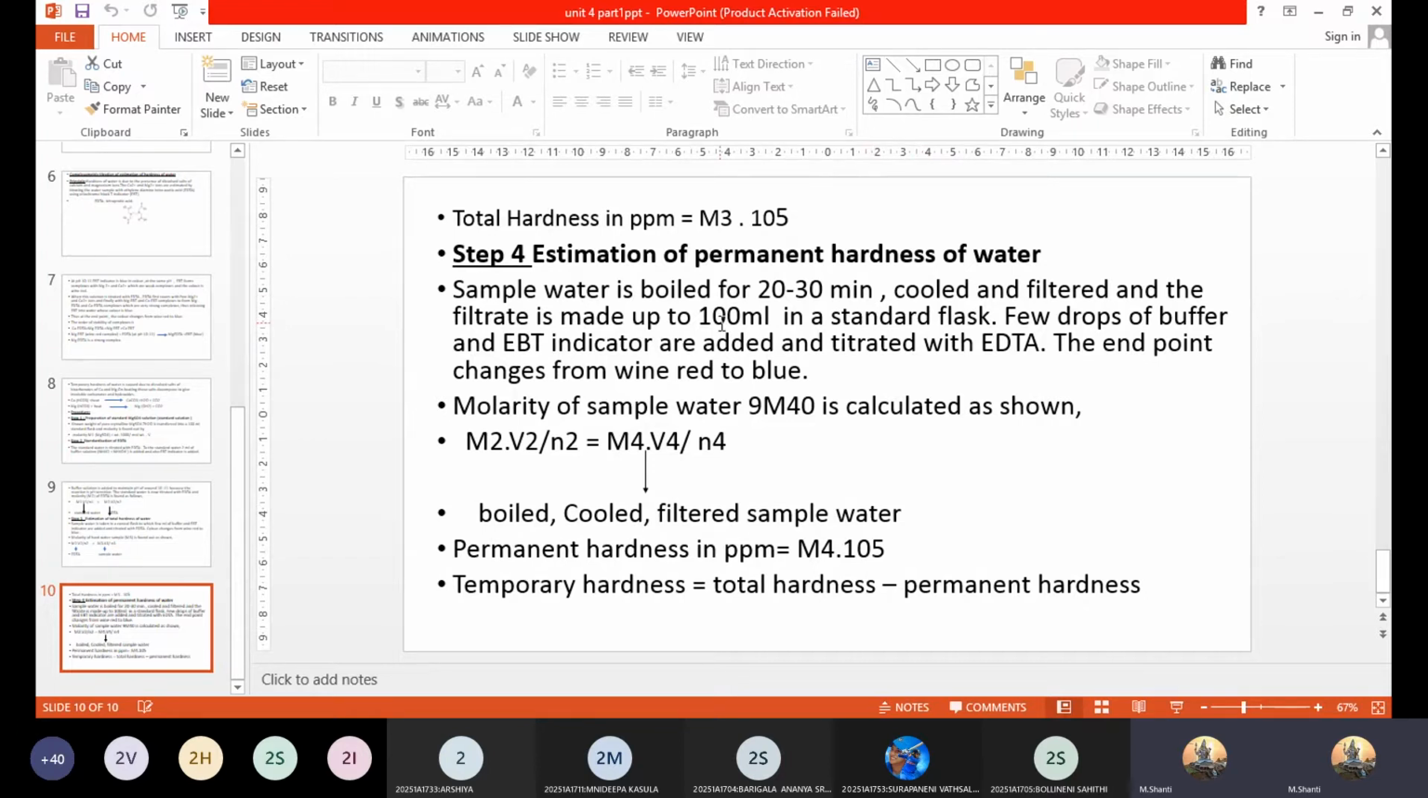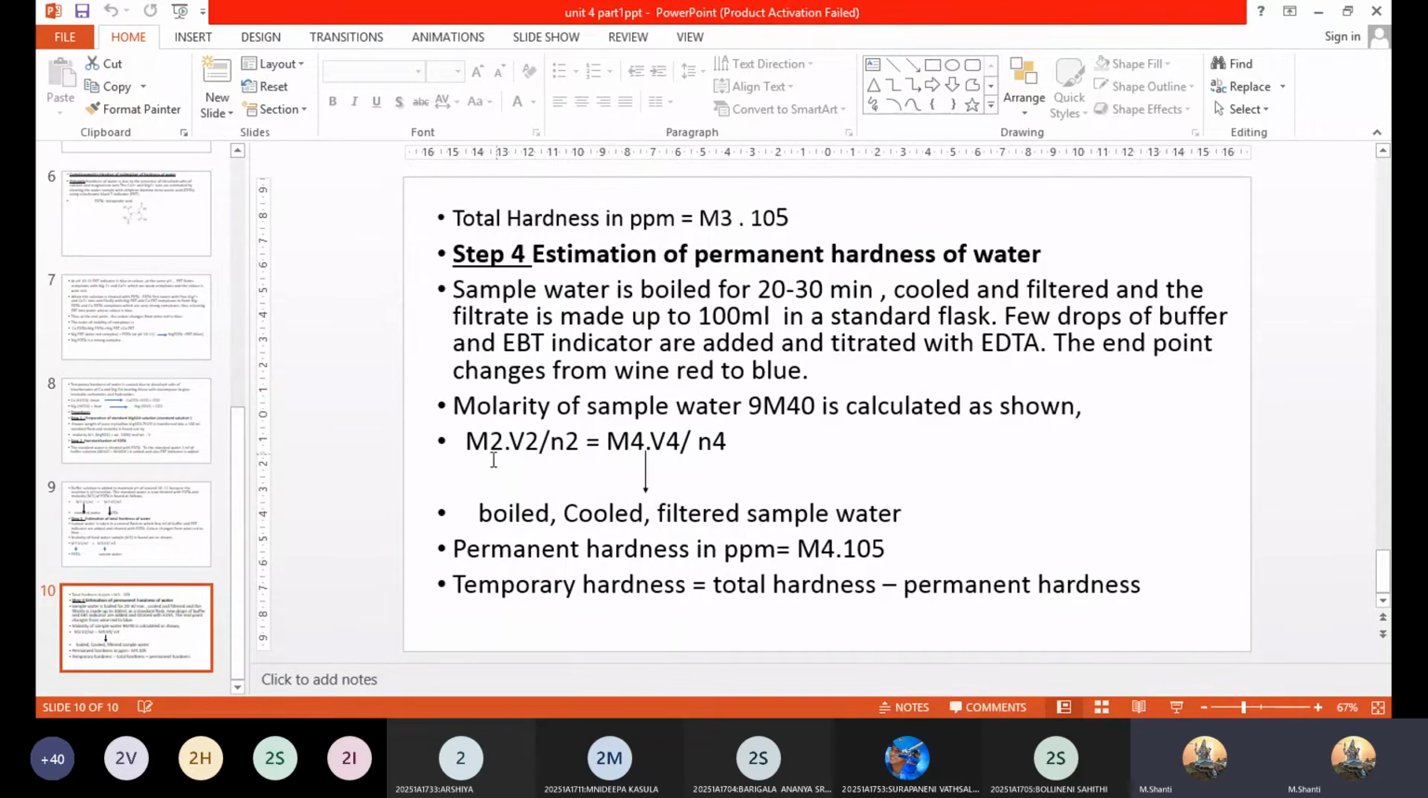Now to this, you add distilled water up to the mark, and prepare a standard solution. From this standard solution, take 20 ml into a conical flask, add a few drops of buffer and then indicator, and titrate with the EDTA. Again, the end point is from wine red to blue.